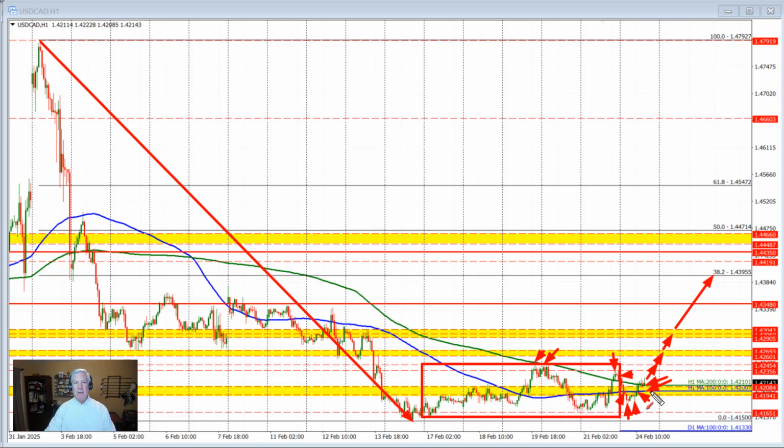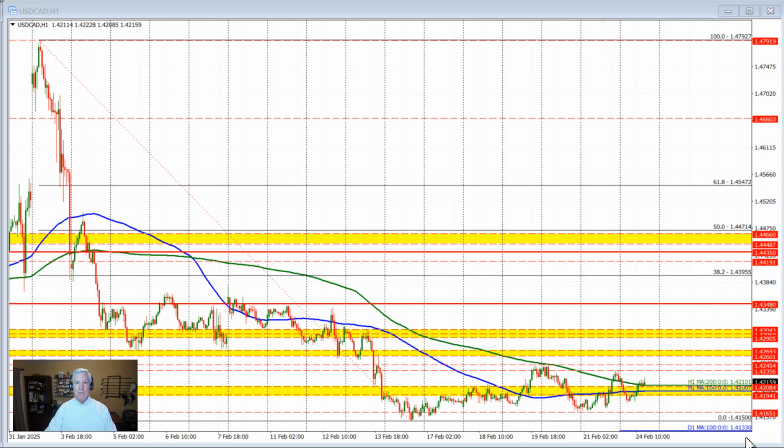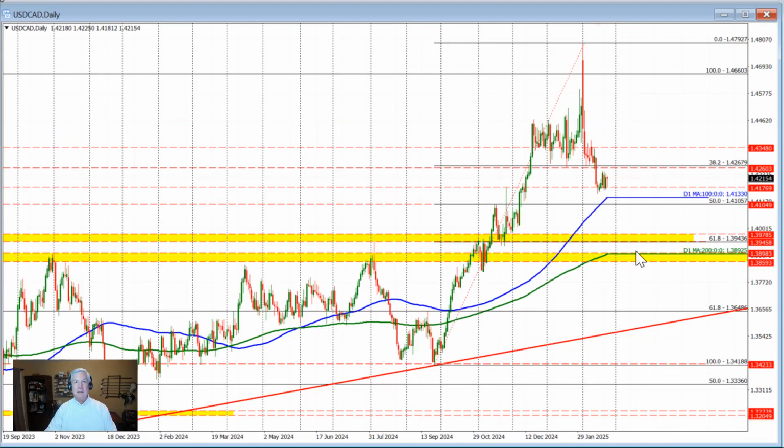If we do fail again, then the bias is going to shift back to the downside, and we'll look for other targets on the downside, including the low price from here, and then the low price from the week prior at 140.150. You see this blue line right down here. That represents the 100-day moving average, and that's ultimately going to be a key target on the downside. I'll go to the daily chart. That's this level right here.